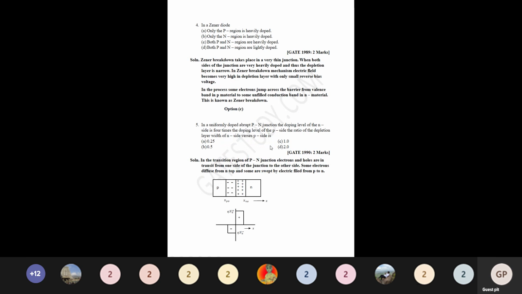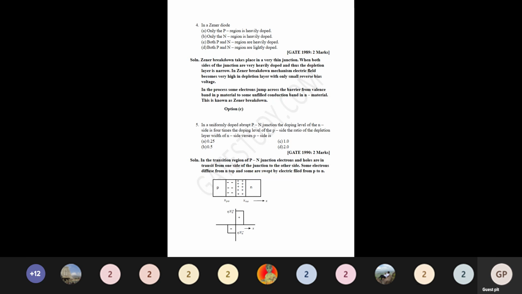Next question. In a Zener diode, only the P region is heavily doped, only the N region is heavily doped, both P and N regions are heavily doped, or both P and N regions are lightly doped. Okay, so what is Zener breakdown and avalanche breakdown?